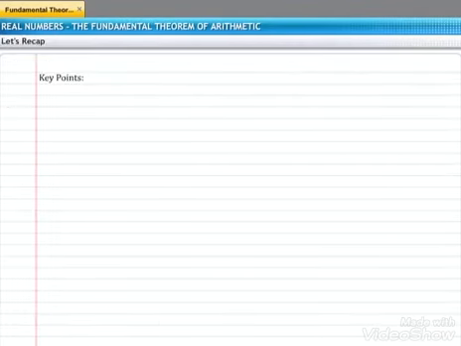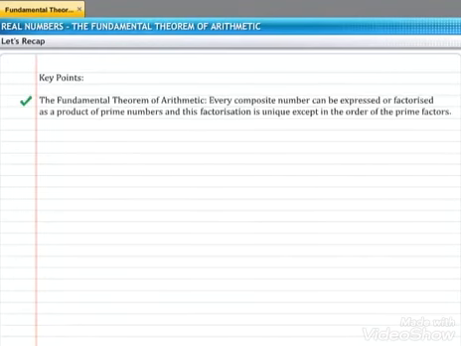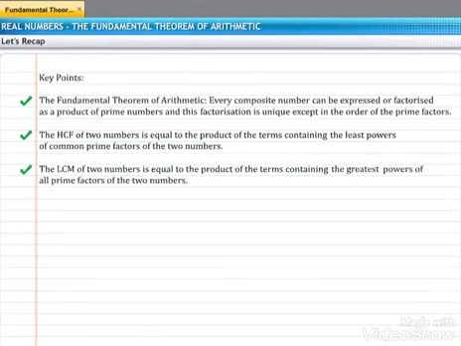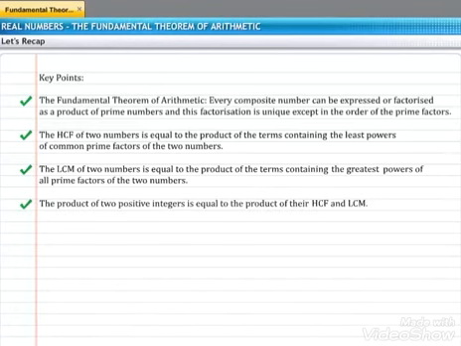You've reached the end of this section. In this section, you learnt about the fundamental theorem of arithmetic. The theorem states that every composite number can be expressed or factorized as a product of prime numbers, and this factorization is unique except in the order of prime factors. You have also learned that the HCF of two numbers is equal to the product of the terms containing the least powers of the common prime factors of the two numbers. The LCM of the two numbers is equal to the product of the terms containing the greatest powers of all prime factors of the two numbers. And the product of two positive integers is equal to the product of their HCF and LCM.